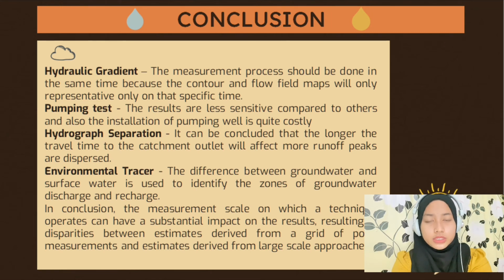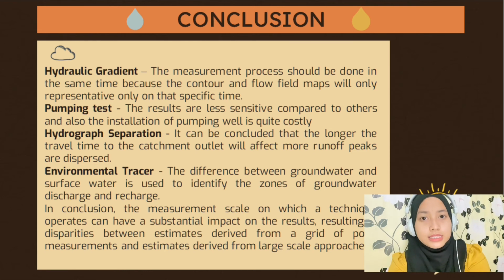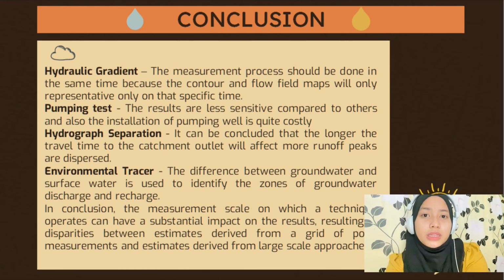I'm going to explain about the conclusion. For the hydraulic gradient, the measurement process should be done at the same time so that the contour and flow maps will be representative of a specific time. For the pumping test, the results are less sensitive compared to other methods, and the installation of a pumping well is quite costly. For the hydrograph separation, it can be concluded that the longer the travel time to the catchment outlet, the more the runoff peaks are dispersed. And for the environmental tracer, the difference between groundwater and surface water is used to identify the zones of groundwater recharge and discharge.